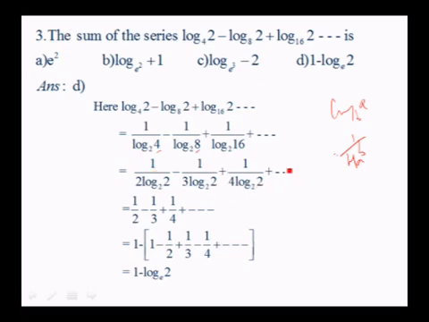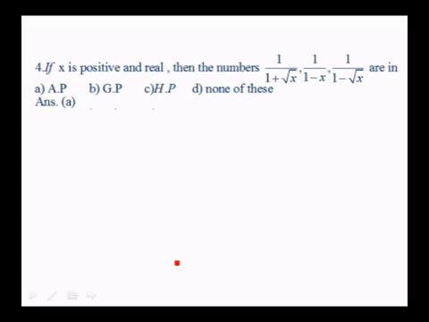You can write this series as half minus 1 by 3 plus 1 by 4 etc. So if you add and subtract 1, I can write this as 1 minus half plus 1 by 3 minus 1 by 4 etc., and that is 1 minus log 2 to the base e. Because this formula gives log 2.